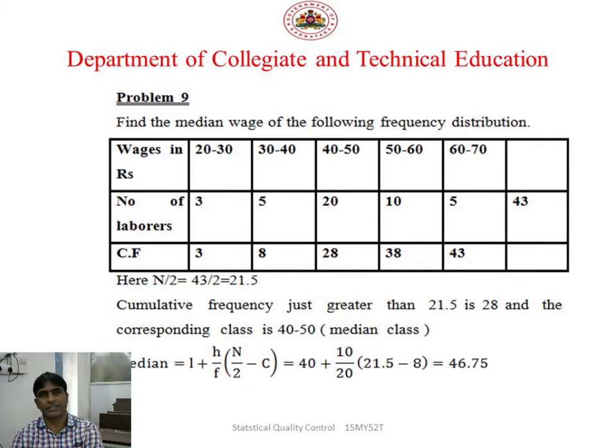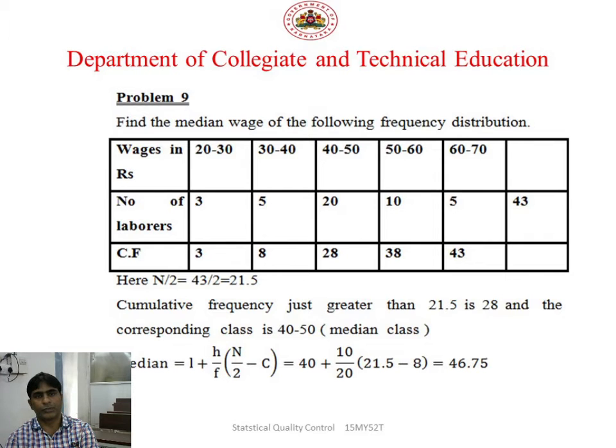He has given the wages in rupees: 20 to 30, 30 to 40, 40 to 50, 50 to 60, and 60 to 70. The number of laborers working for those wages are: the first one is 3, next is 5, next is 20, next is 10, next is 5. The total is 43.